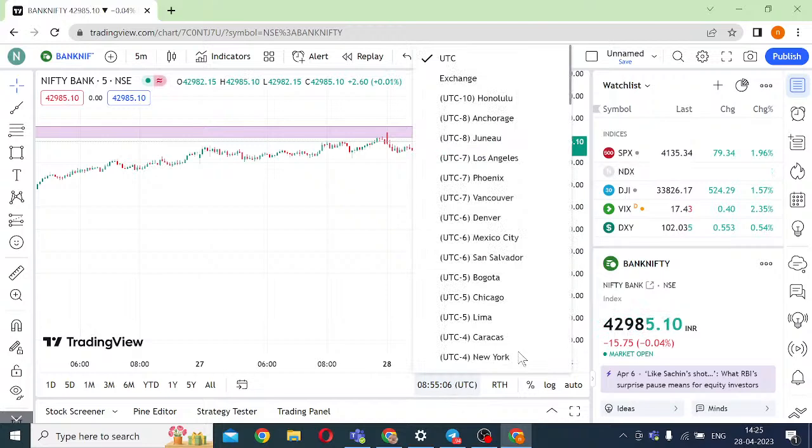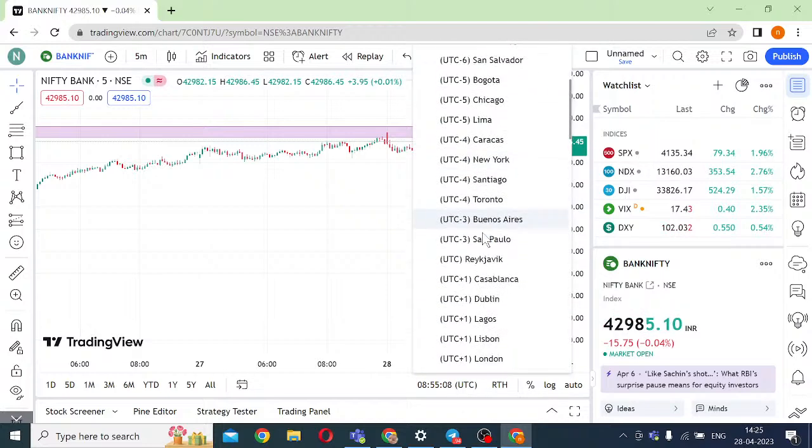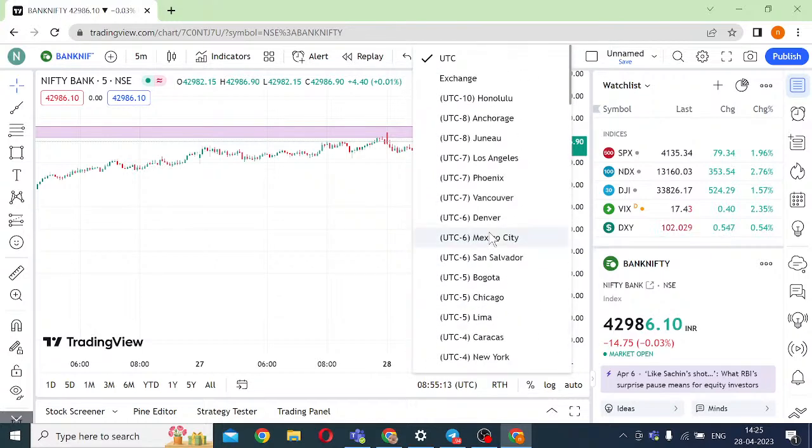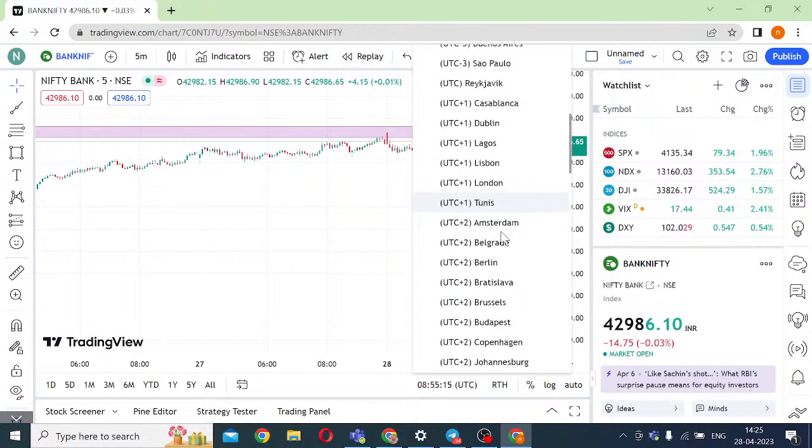I change this timing to... sorry, this is a new TradingView account, so that is where there is an issue. Istanbul I could see somewhere.